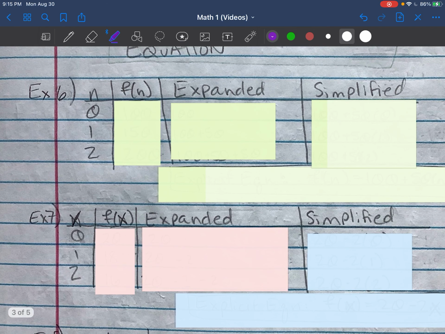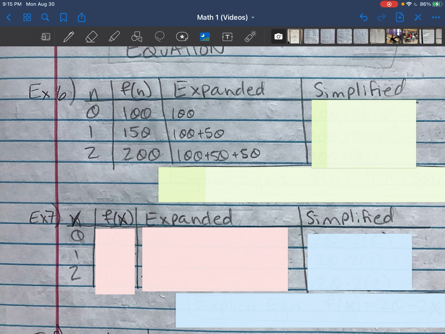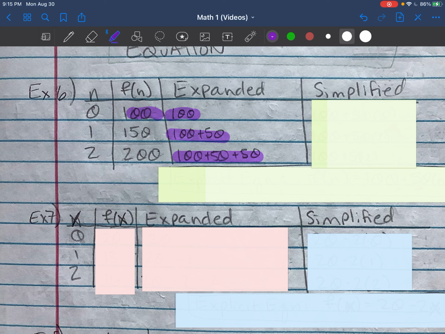So looking at our table here, we're going to write another one out, but this time it's going to be 100, 150, 200. When we expand it, we know we're adding by 50, so we start with 100 and bring it over. Then we did 100 plus 50, because that's how we get from 100 to 150. And then we have 100 plus 50 plus 50, because that's how we get from 100 all the way down to 200. And then we're going to simplify.